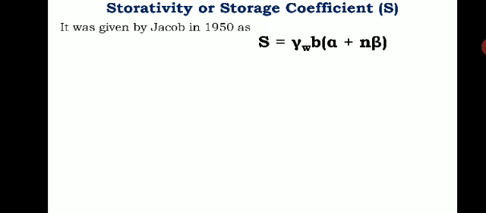Next we will see the formula for storativity or storage coefficient. This formula was given by Jacob in 1950. That is, the storativity or storage coefficient S is equal to gamma W into B into bracket alpha plus n beta. So let us understand what these terms are.